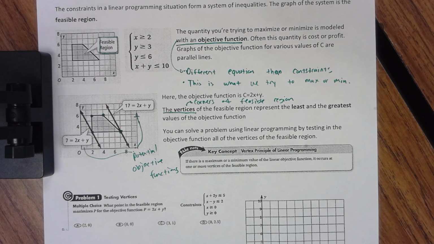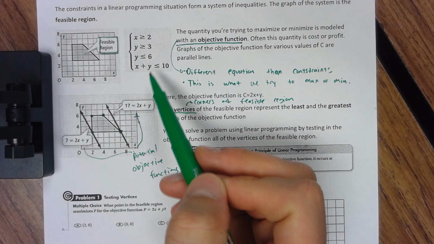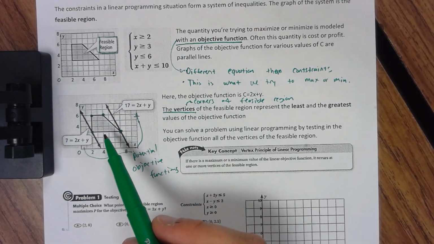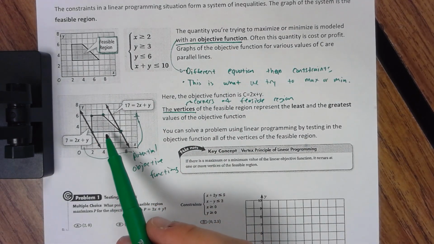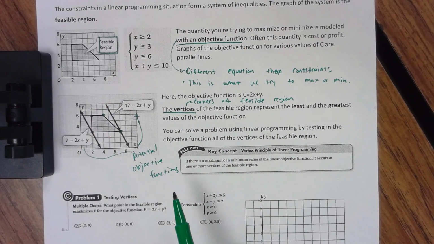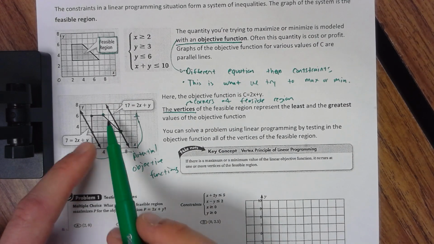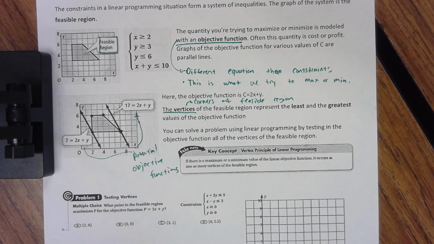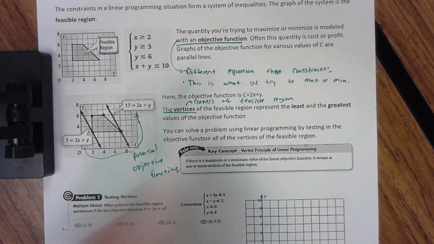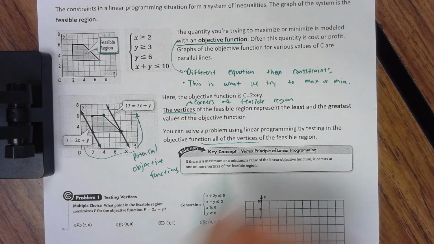So when we're going through this whole process, it's a set of steps where we'll work to build our constraints. We'll graph the constraints, find our feasible region, make note of what the vertices are, and then use the coordinates of the vertices to see which of those gives us the largest value for our objective function. So you can solve a problem using linear programming by testing in the objective function all of the vertices. So exactly what I just mentioned.